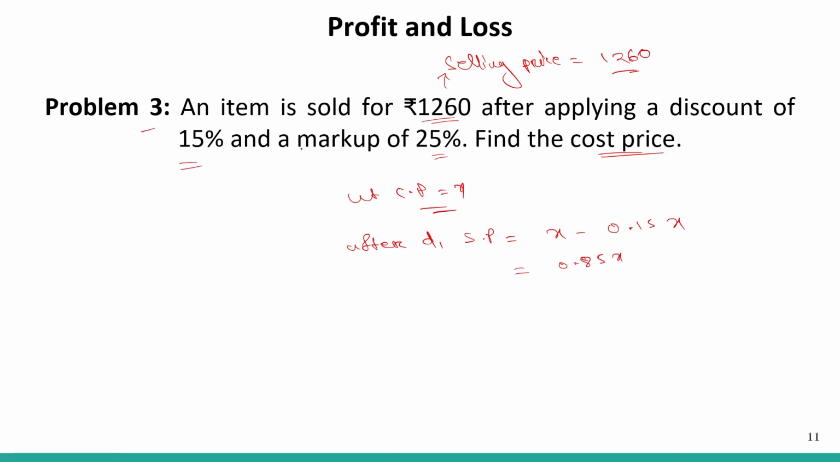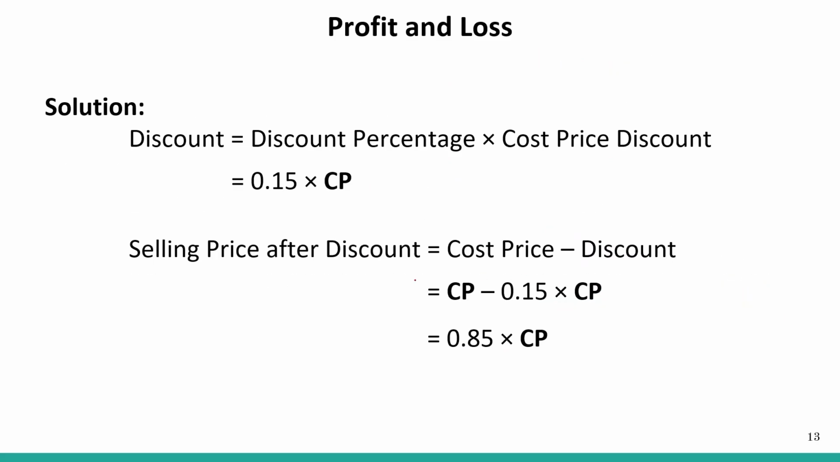So then what happens is we got a markup of 25%. So in this price, we get a markup. So after M1, that is markup 1, SP, that is the selling price, will be 0.85X plus 0.25 into 0.85X, right? So this amount will be equal to what? 1260, right? So this is equal to 0.85X plus 0.25 into 0.85X, right? So this will be equal to 0.85 into CP.